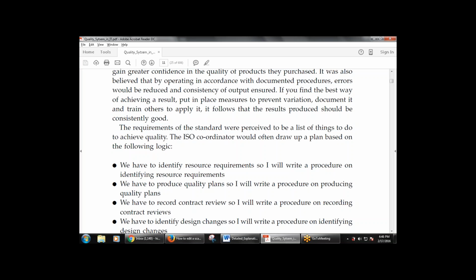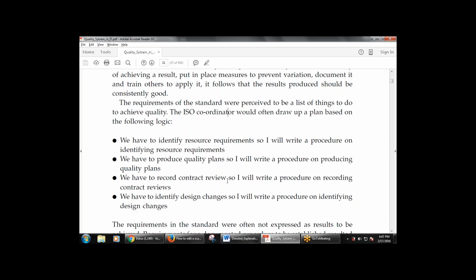Now, the first point is we have to identify the resource requirements. So I will write a procedure on identifying the resource requirements, that is, what are the various resource requirements that are carried out. We have to produce a quality plan. So I will write a procedure on producing the quality plans.